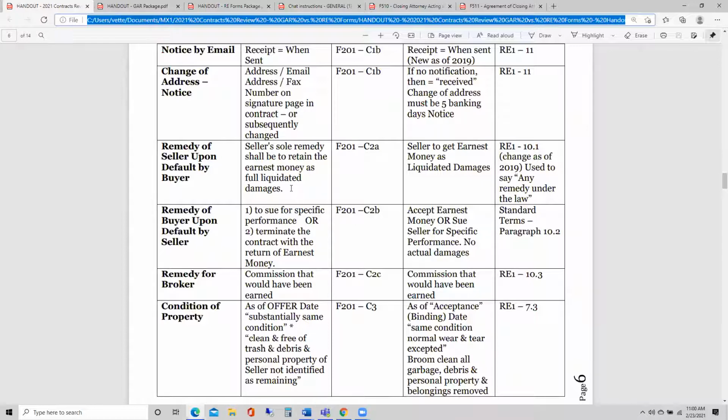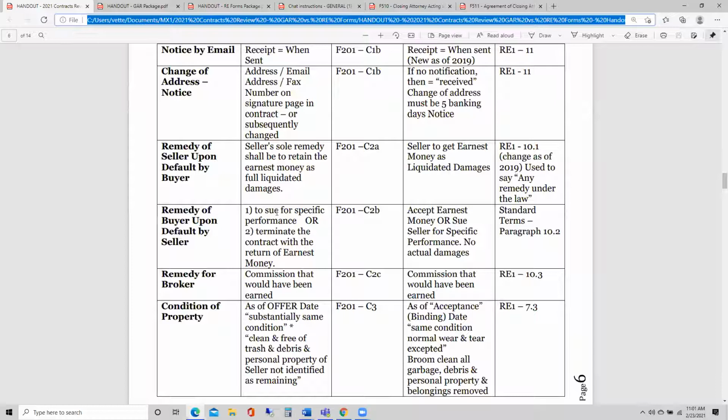They can't sue them for specific damages. They can't sue them for time off the market. They can't sue them for moving costs. They can't sue them for the hotel bill that they're staying at. It's just earnest money. If the seller defaults, then the buyer may terminate the contract and get their earnest money back and go about their life and find another house.